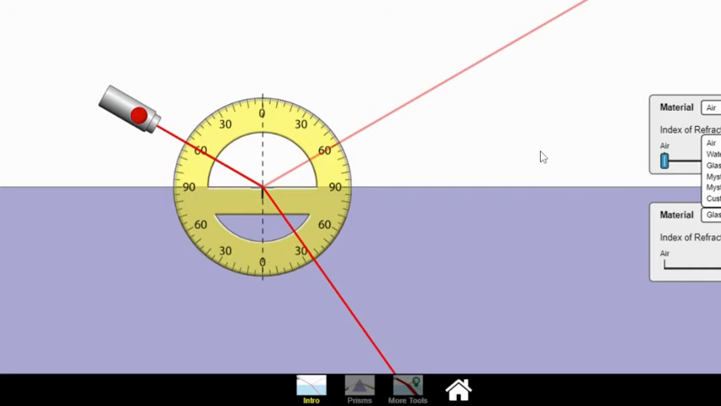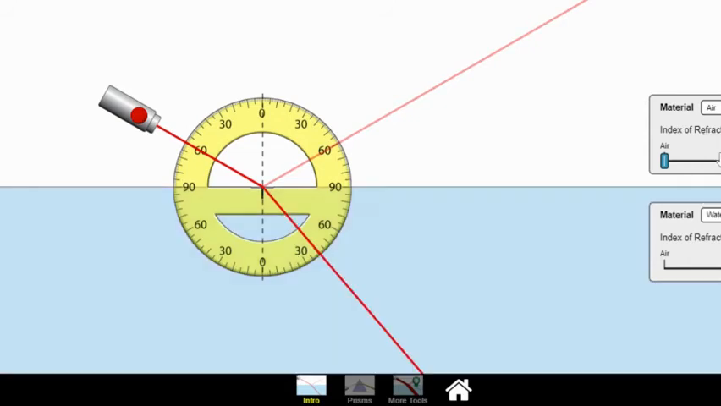All right, did you predict your answer? Is it going to bend more or less? Let's see. What happened? Did it bend more or less? Oops, it went back to water. Nope, sorry. Yeah, that's right.